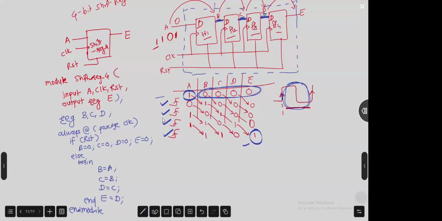How many people think this code is a shift register, and how many think it is not? If you understand the shift register, only then can you say whether my code is a shift register or not. What is happening here? At the rising edge of the clock, A's value goes to B, B's value goes to C, C's value goes to D and D's value goes to E.